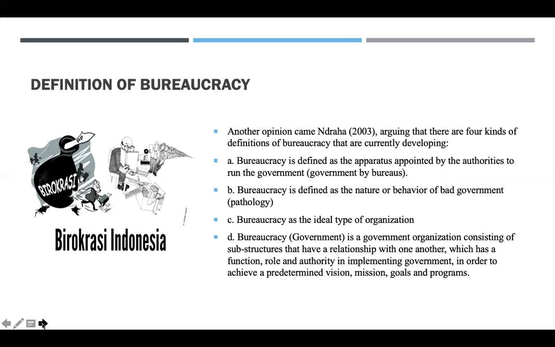So, again, here the scholar, I mean Draha, tries to define the types of bureaucracy. There are four kinds of definition. First is bureaucracy defined as the apparatus appointed by the authorities to run the government. So it means government by bureaus.